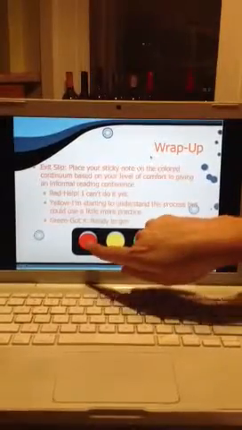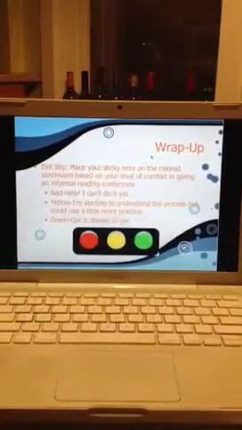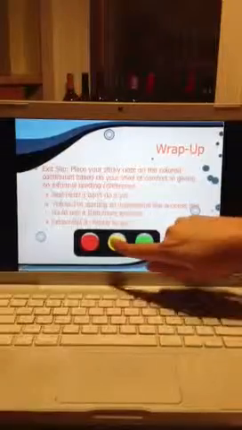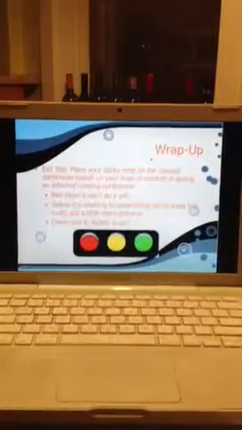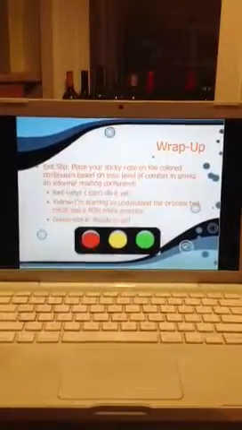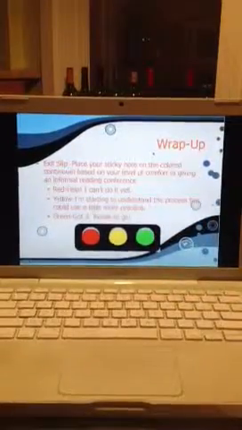Put your sticky note on the red if you need help, you feel like you still can't do it. Yellow means I'm starting to understand the process but could use a little more practice, and green means you got it, you're ready to go.